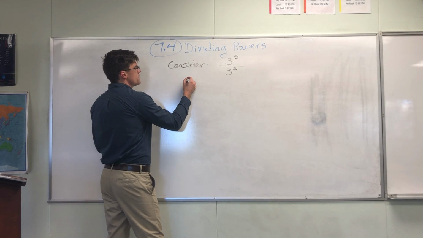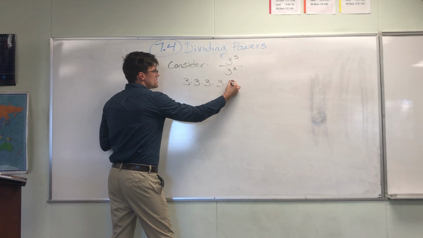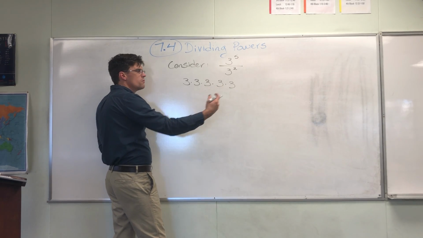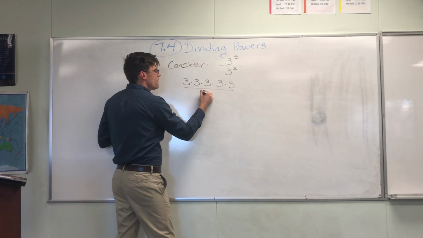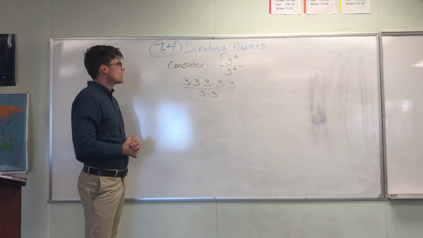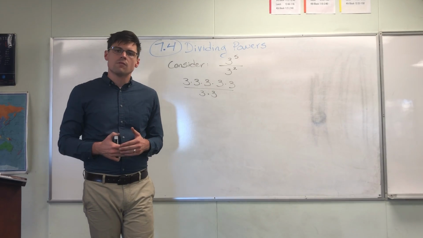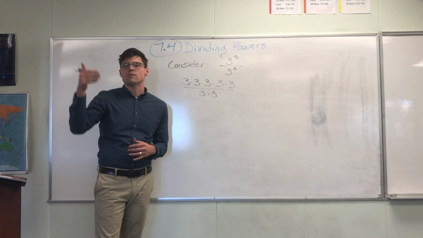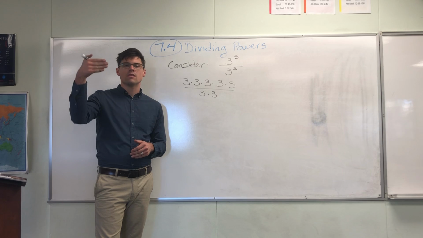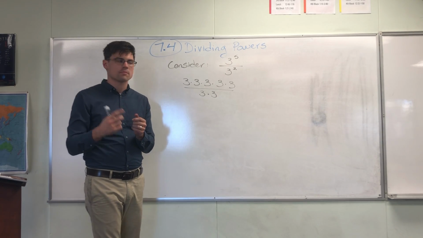So I can rewrite this as literally 3 times 3 times 3 times 3 times 3. So that's what 3 to the 5th power means. 3 times itself 5 times. And in the bottom we have 3 times 3. We know that if I divide any number by itself, that's equal to just 1. 3 divided by 3 is 1. So if I have a 3 on the top and a 3 in the bottom, then I can cancel those out because they really just make 1.